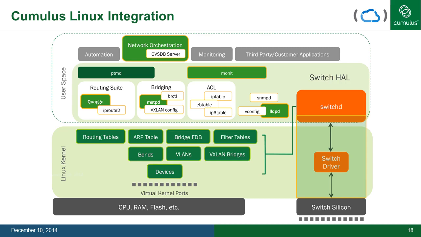To explain a quick data flow here, the data flow is between the controller and the OVSDB server, and then the OVSDB server talks to the VXLAN configuration and IP route2, which then talks via netlink to the VXLAN driver, the bridge forwarding database, and the VXLAN bridges in the kernel.